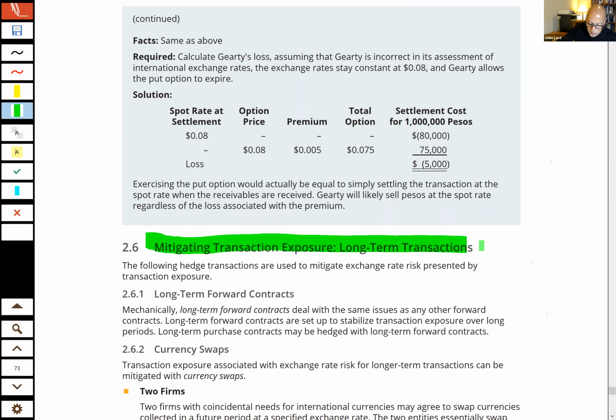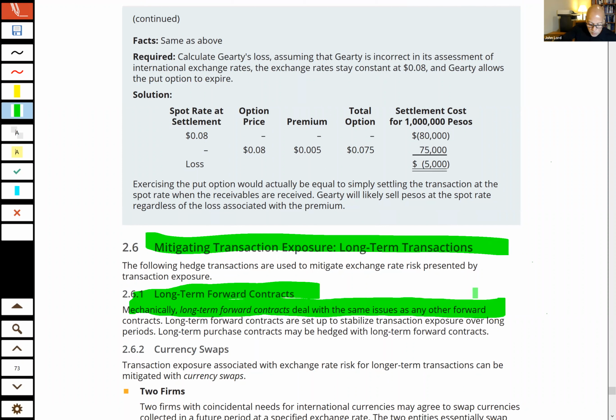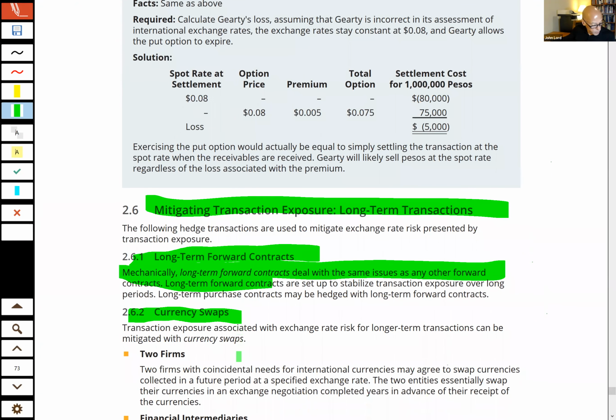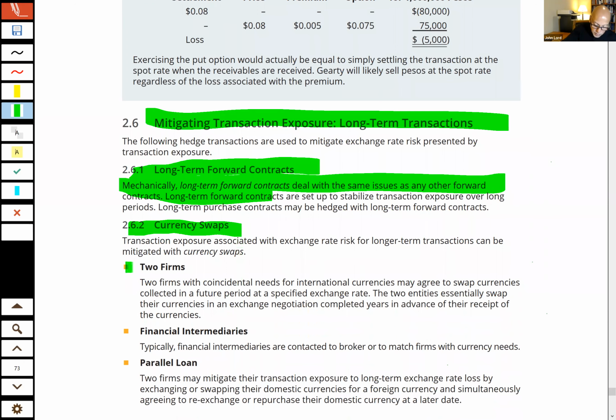Again, mitigating transactions for long-term exposure. We can use long-term forward contracts for that. They deal with the same issues as forward contracts, but they are more geared for a longer term. We could also have currency swaps, and we can use currency swaps dealing with two firms, financial intermediaries, and something called parallel loans. So just understand that those are definitions of currency swaps.